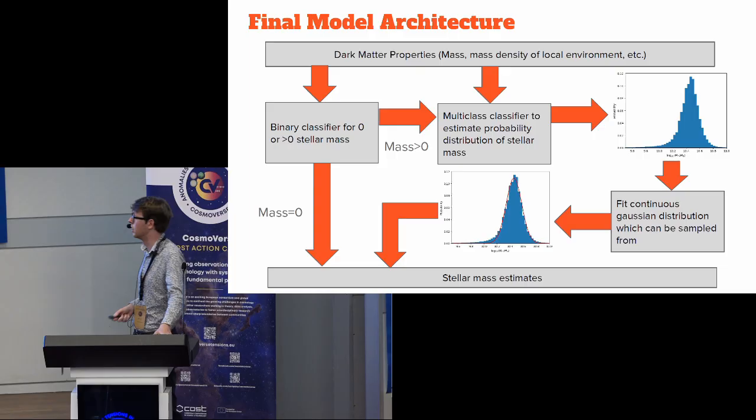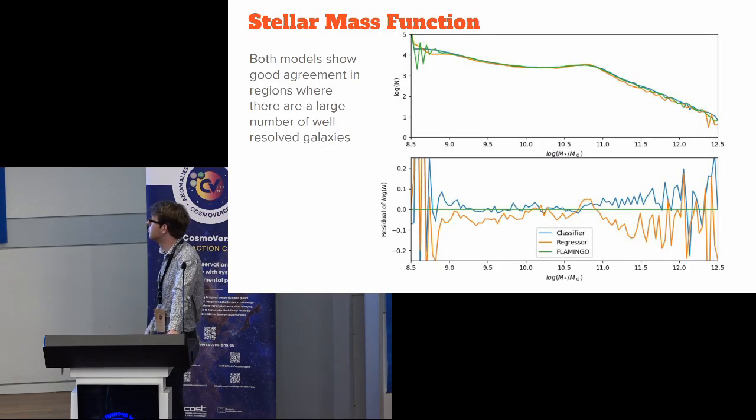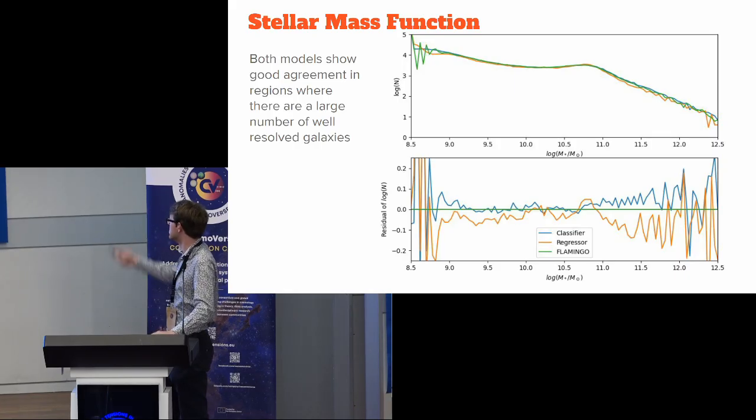So how well does this work? Well, pretty well, I think. So this is the stellar mass function overall, and we can see, so the blue is the classifier, the orange is the regressor, which does still include the initial binary classifier as well. And then the green is the ground truth FLAMINGO values. And we can see we get very good agreement here, which is encouraging.